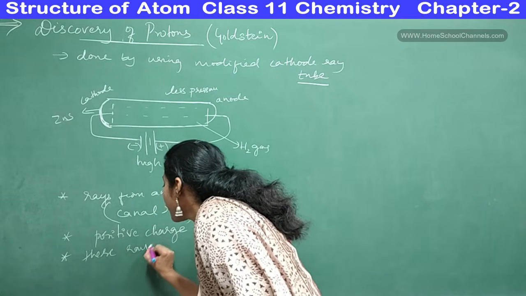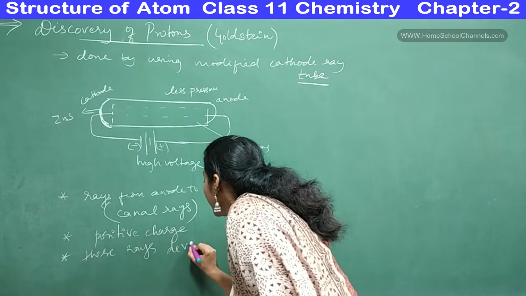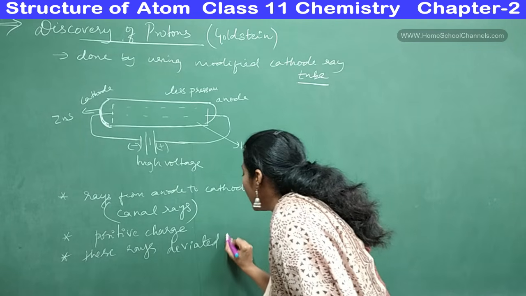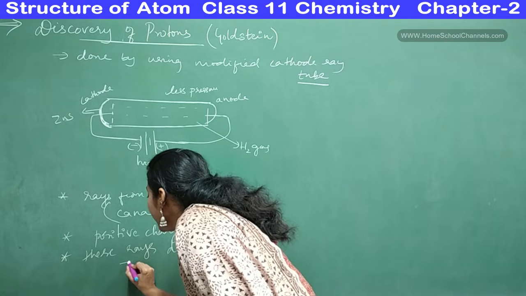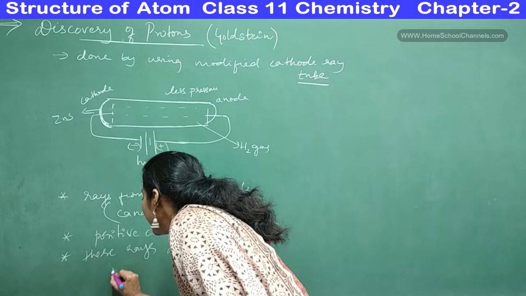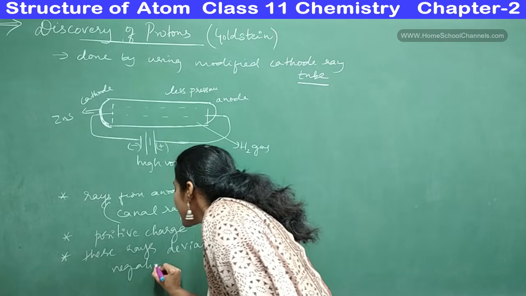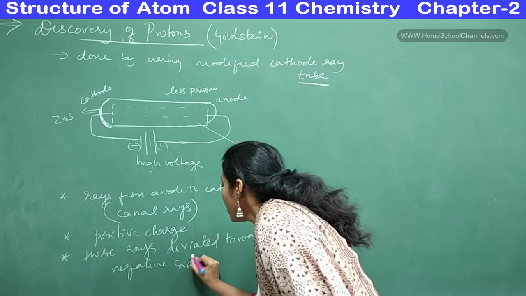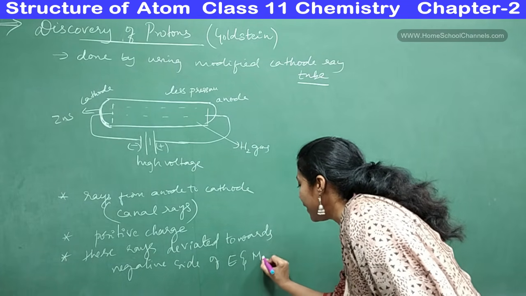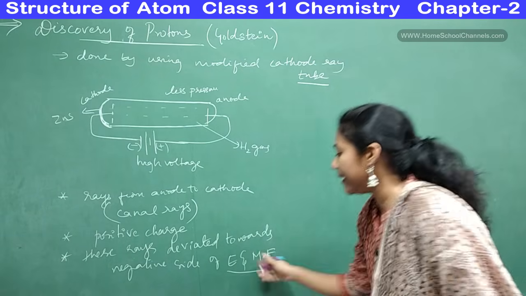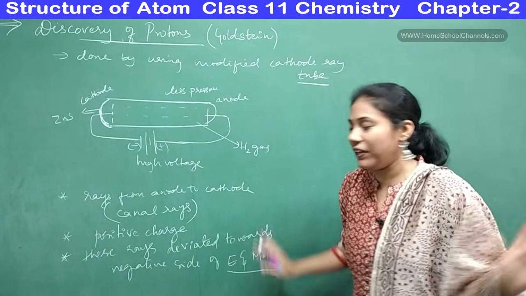These rays deviated towards the negative side of the electric and magnetic field. Okay, so E is electric field and MF is magnetic field.